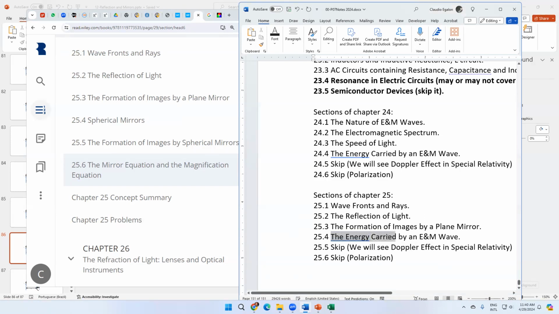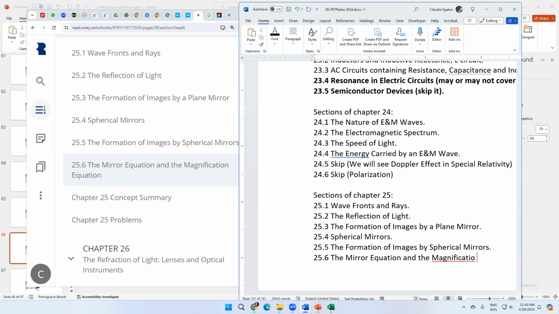Then we have spherical mirrors. The formation of images by spherical mirrors. The mirror equation and the magnification equation.